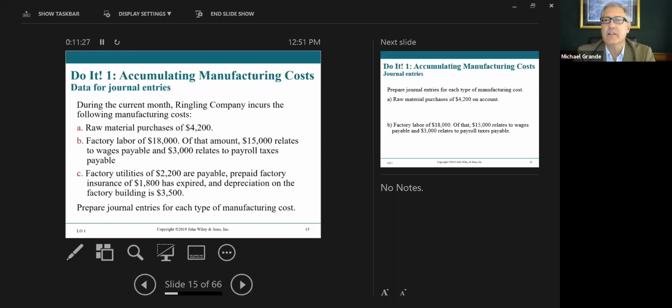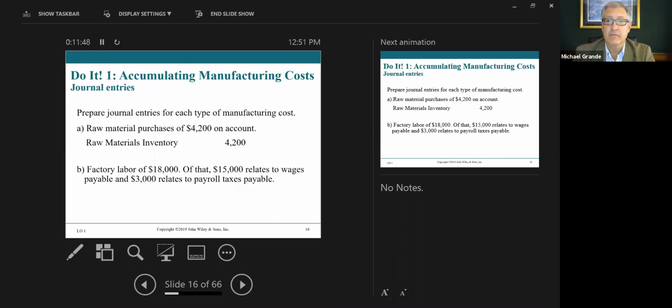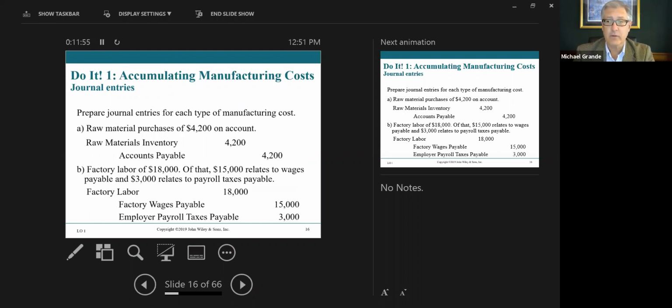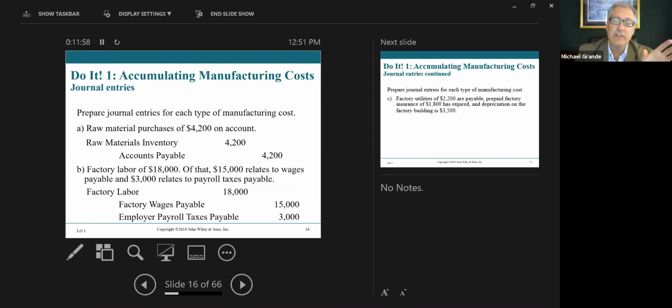During the current month, Ringling Company incurs the following manufacturing costs: raw materials purchased, factory labor, which is $15,000 in wages, $3,000 in payroll taxes, factory utilities, factory insurance, etc. Prepare the journal entry. For the raw materials, it goes into an inventory account, specifically raw materials inventory. For the wages, I'm going to debit that temporary account called factory labor and credit the two payables.